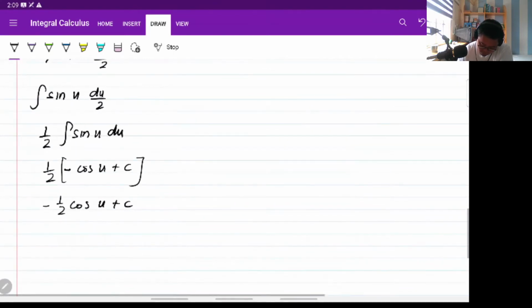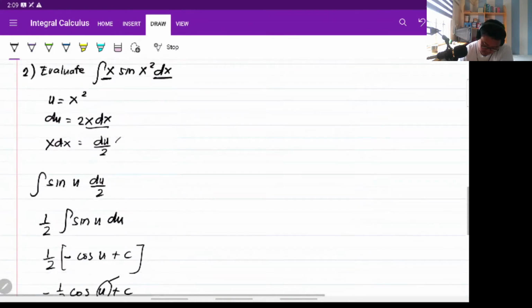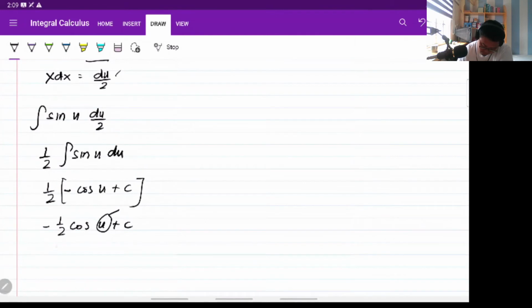But we will replace u with our original expression, which is x squared. So negative 1/2 cosine x squared plus c. So this is our final answer.